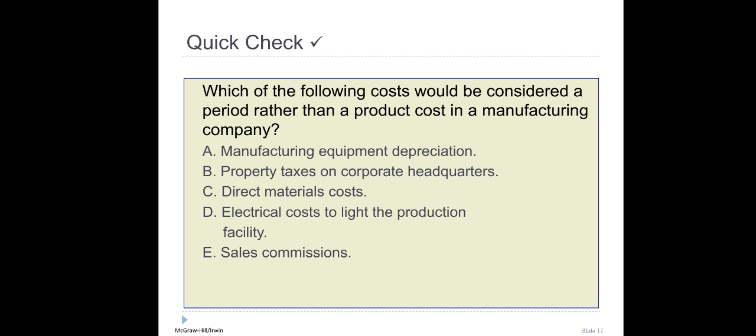So B is a period cost. C, direct material cost. No, direct material cost is a product cost. D, electrical cost to light the production facility. D is also not a period cost because it is related to production. E, sales commission. So sales commission is a period cost. It is a non-manufacturing cost and most of the time it is paid every month to the salesperson. So the answer for this is B and E. These two are period costs.